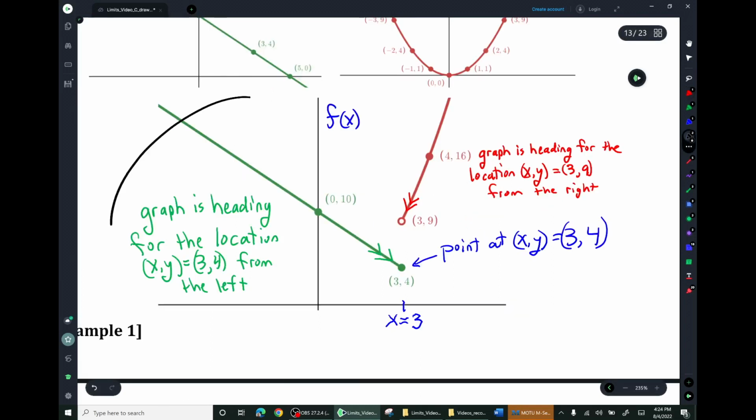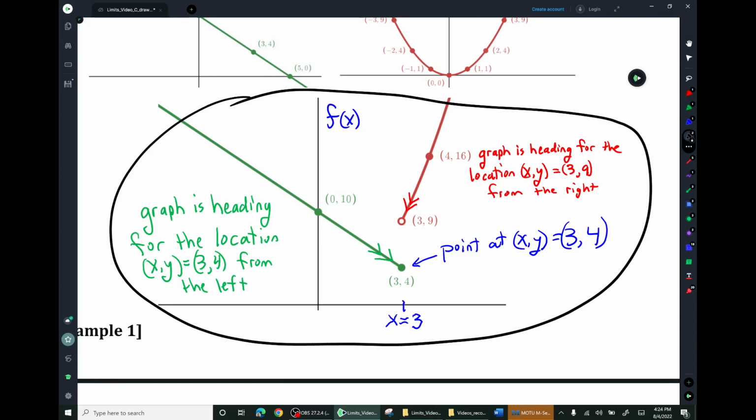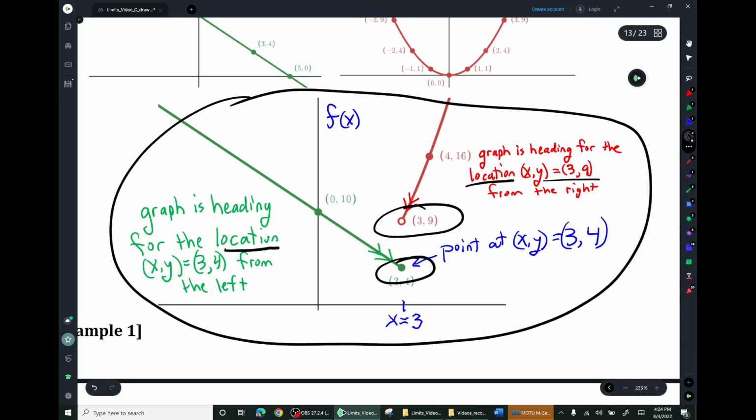So there's our final product, the graph of f of x with these additional annotations that highlight, or illustrate, the results of questions A, B, C, and D. Now notice one thing. In my words, I say that the graph is heading for the location x, y equals 3, 4 from the left, and heading for the location x, y equals 3, 9 from the right. I don't say heading for the point. It happens that there is a point at 3, 4, but there's not a point at 3, 9. So I definitely would not have wanted to say the point 3, 9 there. It definitely had to say location.